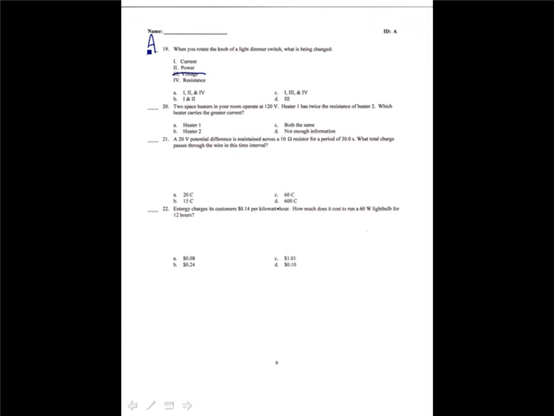2 space heaters in your room operate at 120 volts. Heater 1 has twice the resistance of heater 2. Which heater carries the greater current? Alright, this is similar to a concept test question that we asked in class, but in that question it was dealing with power. This question is just dealing with Ohm's law.